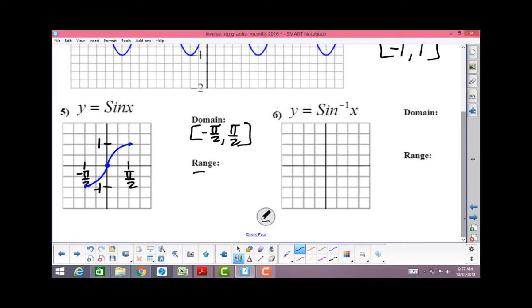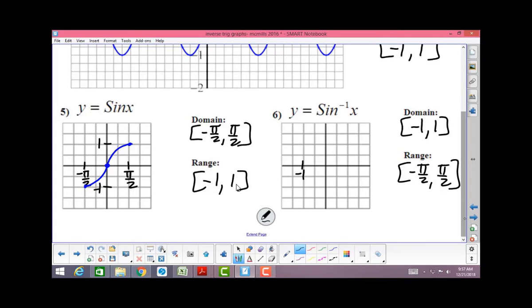Notice it has square brackets because those are included, and -1 to 1. So now when I do my inverse, I'm going to switch. My range becomes my domain, and my domain becomes my range. So my domain is -1 to 1. My range is -pi over 2 to pi over 2. And then I'm just going to graph my inverse points.